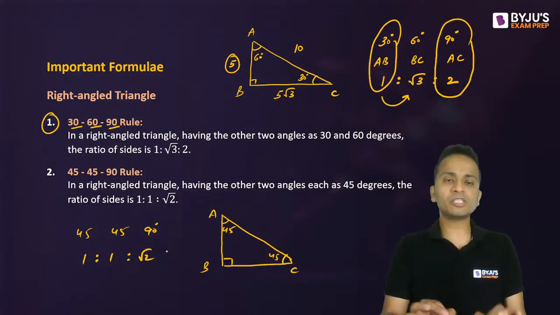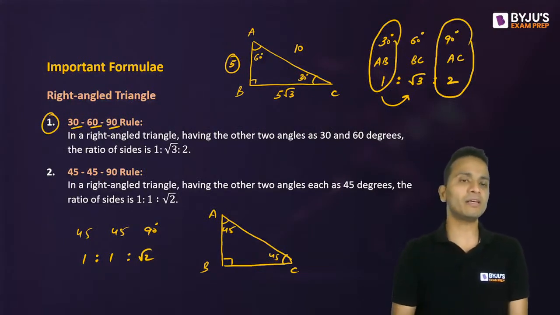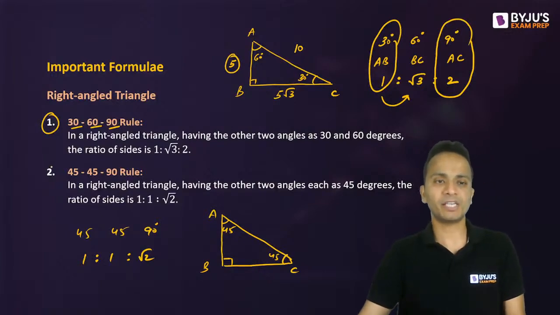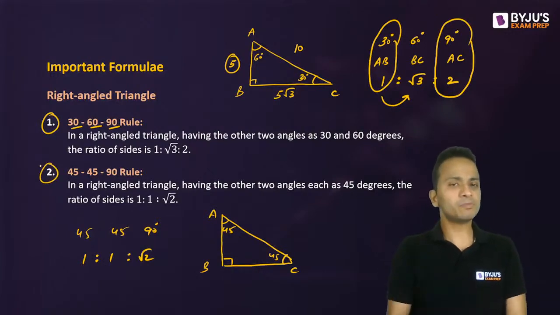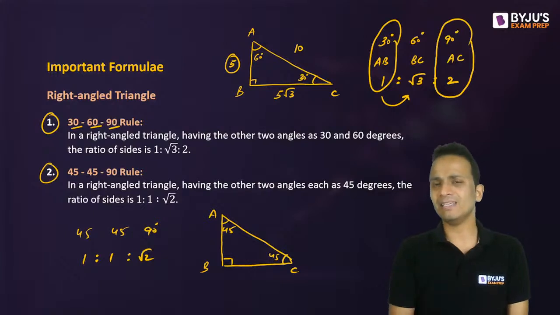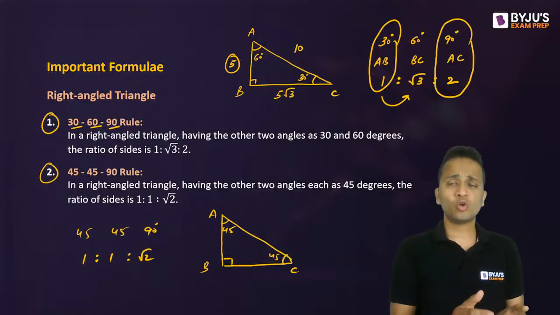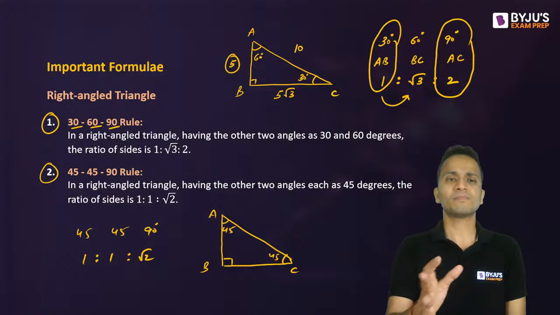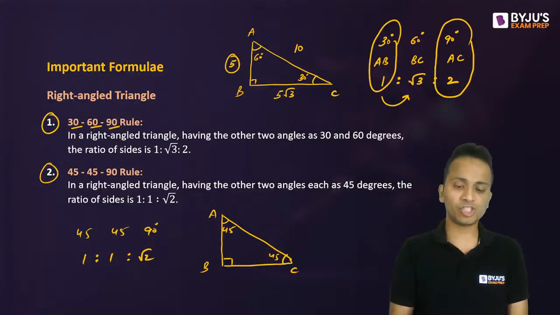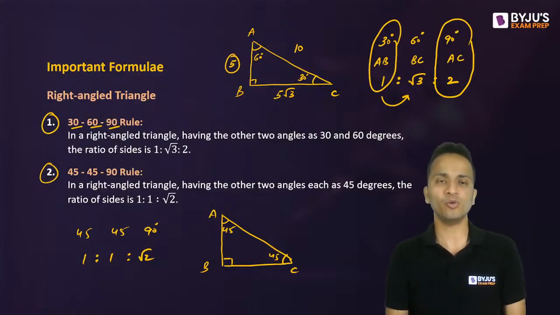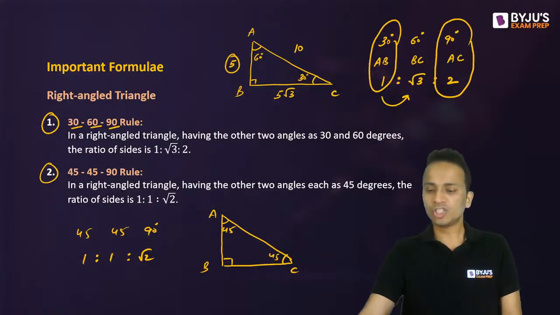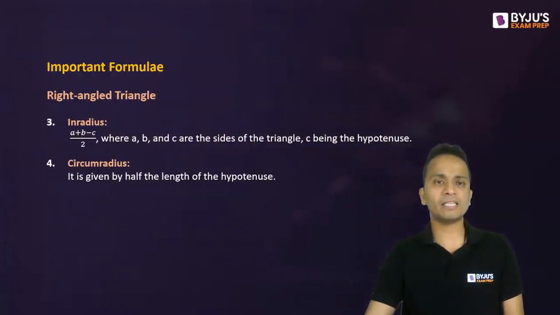So you can use this particular relation in exactly the similar manner, the way I have explained it in the previous case. Okay, so just remember this particular rule and it will guarantee you to save 20, 25, 30 seconds in any of the questions in which these two types of triangles are used. Okay, let's move ahead and look at the next thing.